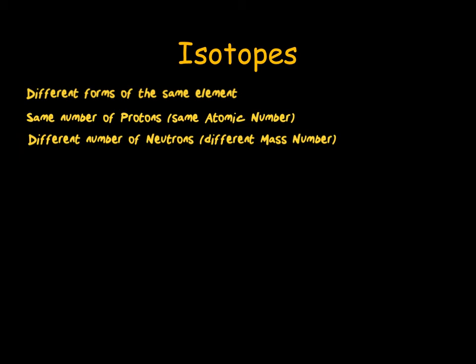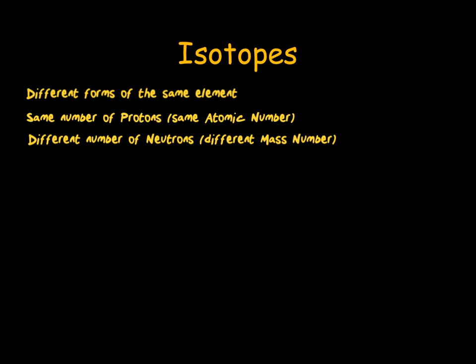As I mentioned earlier, one of the problems Mendeleev had is that he was working with some isotopes. Isotopes are simply different forms of the same element. This means that they have the same number of protons and therefore the same atomic number, but they do not have the same number of neutrons. This gives them a different mass number.